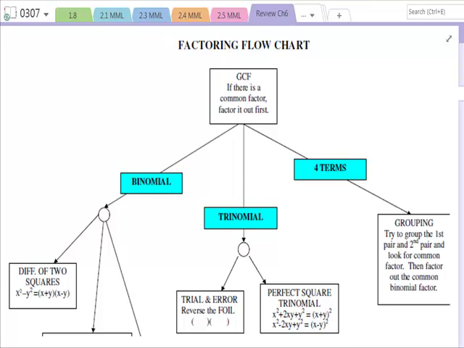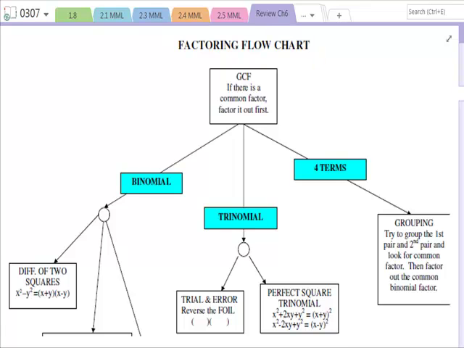Okay, so we're going to take a look now at the Chapter 6 review. It's on factoring polynomials. In this class, we don't do every technique of factoring, but we do 4 techniques of factoring. Hopefully you have your factoring flowchart. If you don't, it's available under handouts to print, I think.